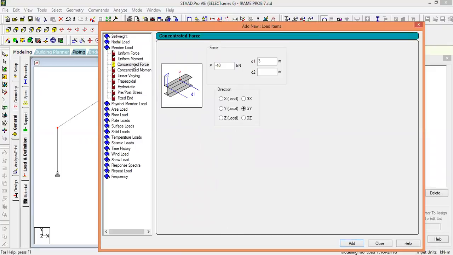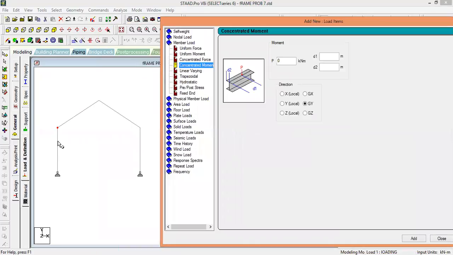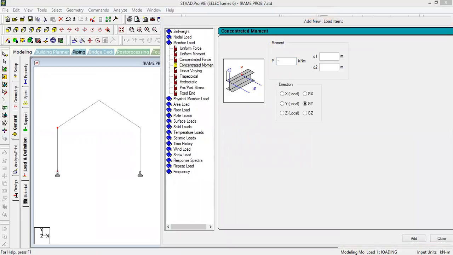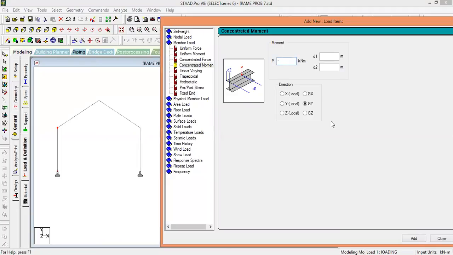Add. Okay. Next, we will move on to the concentrated moment. This moment, clockwise direction, acts at a distance of 3 meters from node number 1. Correct. So clockwise in STAAD is negative, minus. The value was 15 kilonewton meter, minus 15 kilonewton meter. D1 is the distance of the moment from the starting node. So what is the distance? From here it is again 3 meters.